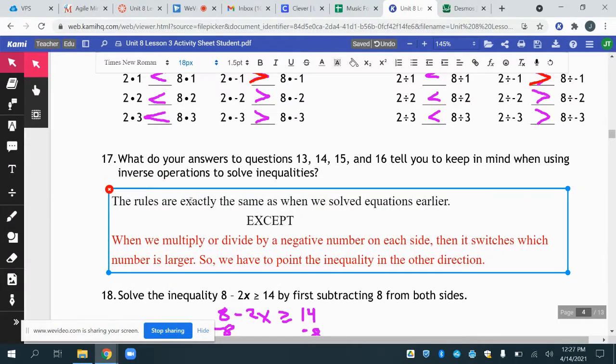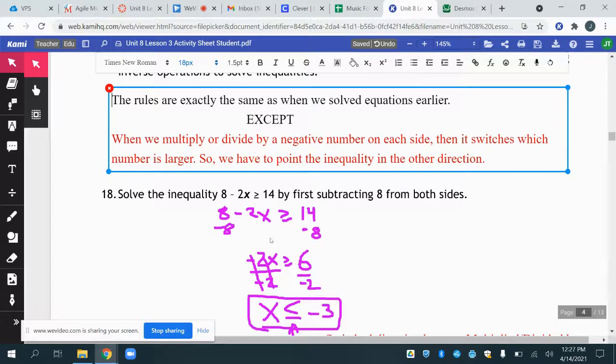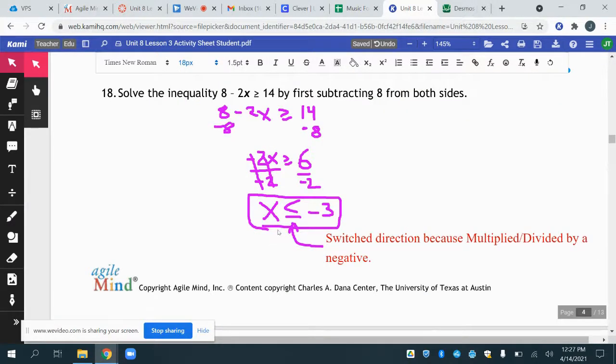So we solved equations. Everything works the same when you have an inequality, except for one thing. When we multiply by or divide by a negative on each side, it switches which number is larger. So we have to point the inequality in the other direction. We always switch the way it points. So here's a good example of that. I'm solving this. I subtract 8 from both sides. I end up with negative 2x is greater than 6.